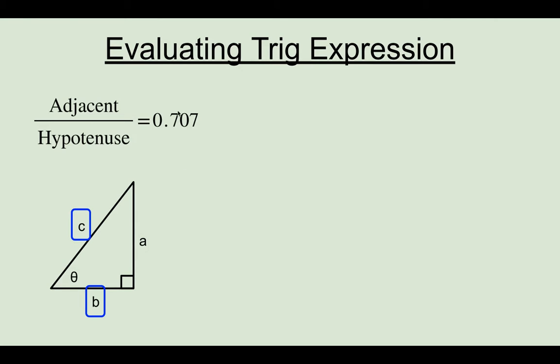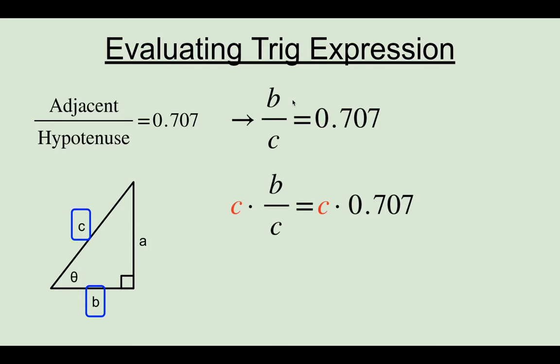And I got this from the calculator. I know adjacent is b, hypotenuse is c. So this means that b divided by c is 0.707. Well, I just want to isolate. I don't have to isolate anything, but I don't want the denominator there. So I'm going to multiply both sides by c. These c's divide out, and you'll get b equals 0.707 times c.